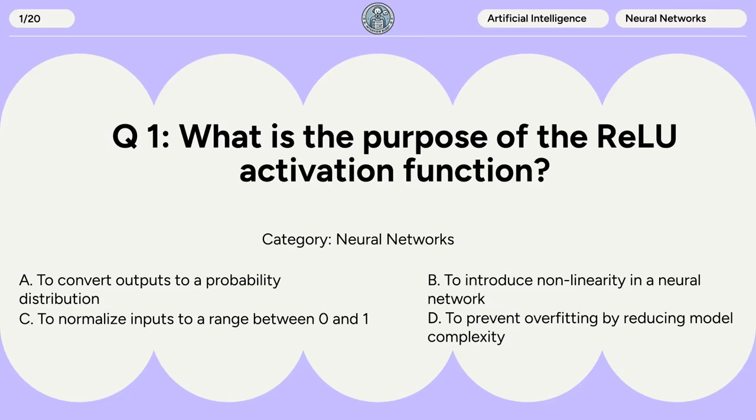Question 1. What is the purpose of the ReLU activation function? A. To convert outputs to a probability distribution. B. To introduce nonlinearity in a neural network. C. To normalize inputs to a range between 0 and 1. D. To prevent overfitting by reducing model complexity.